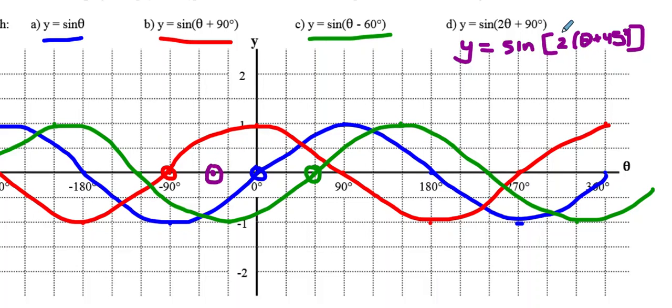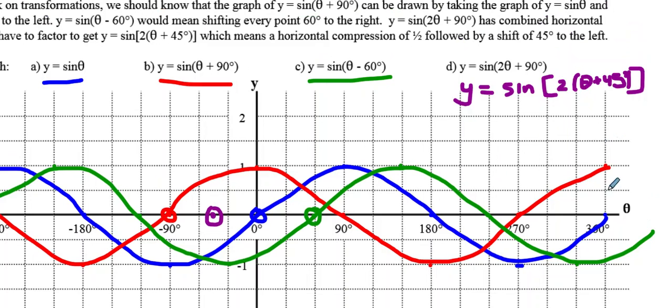Now I'm going to consider the fact that I have to compress my graph. So how did we do that last time? We had a little formula that we did to find out the length of the period, and it was 360 divided by the k value. Well, my k value is 2, so that means my period length is 180 degrees. Okay, so if it's going to start here, it's going to end in 180 degrees. All right, so 30, 60, 90, 180. All right.